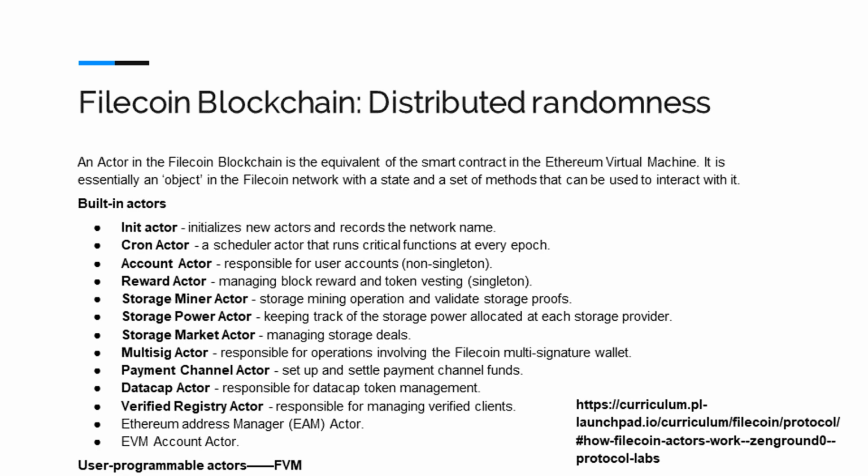An actor in the Filecoin blockchain is the equivalent of the smart contract in the Ethereum virtual machine. It is essentially an object in the Filecoin network with a state and a set of methods that can be used to interact with it. There are several built-in system actors that power the Filecoin network as the decentralized storage network.